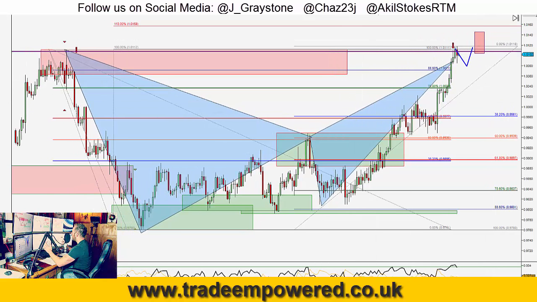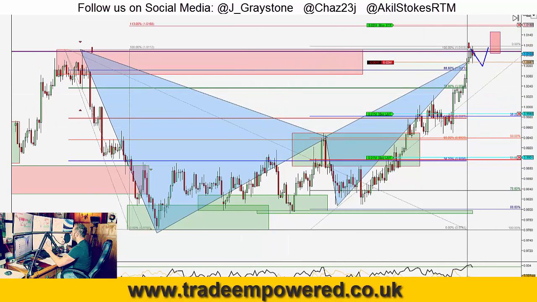So that's the Aussie CAD. I'm actually in this big bat formation, so we'll see how this goes.